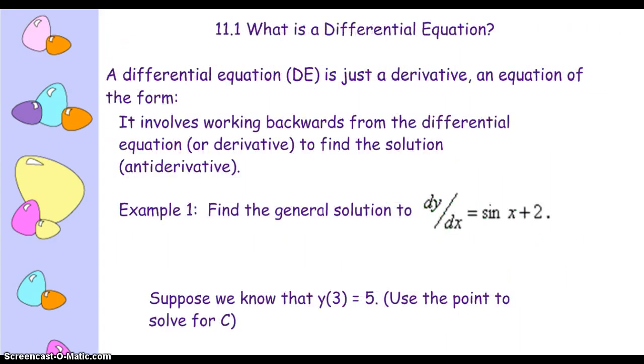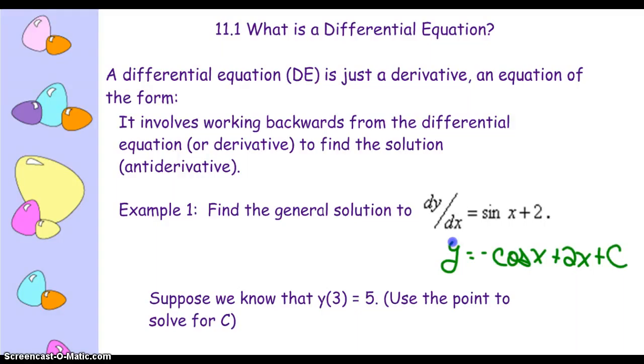Now we're going to go through a couple more examples. First, finding the general solution to dy dx equals sine x plus 2. So you will start with taking the antiderivative. So y will equal negative cos x plus 2x plus c. Make sure that that c is there for your general solution. And then you're going to plug in your point 3, 5.